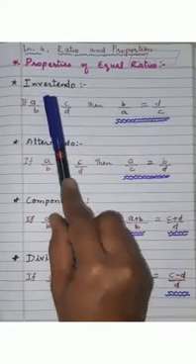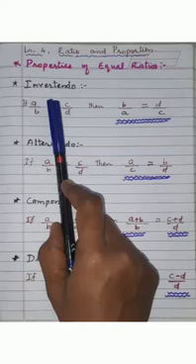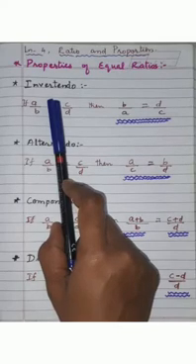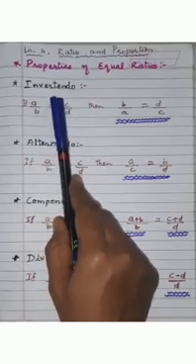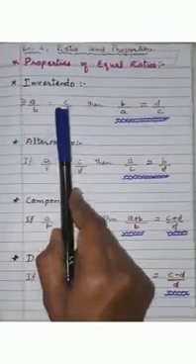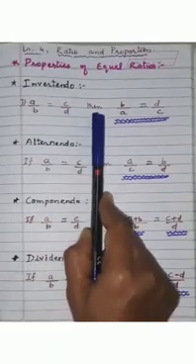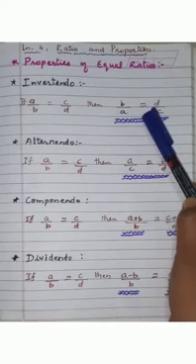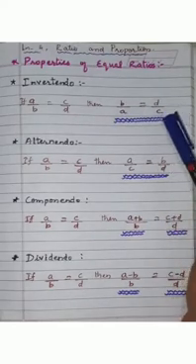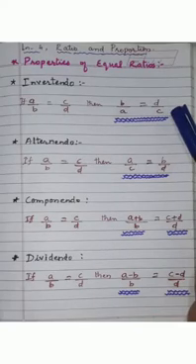Now, the first property is invertendo. So, children, if a, b, c, d are any four positive integers, then by invertendo, if a upon b is equal to c upon d, if these two ratios are equal, then as per invertendo we can have b upon a is equal to d upon c, just to reciprocate the ratios. This is known as invertendo.